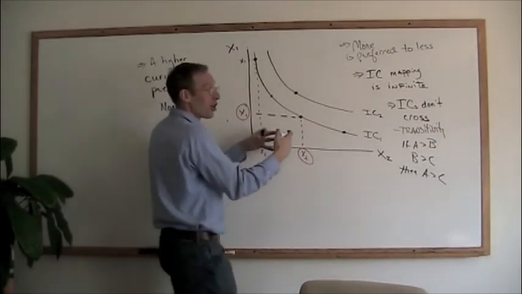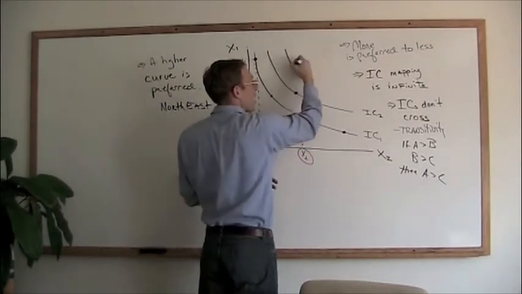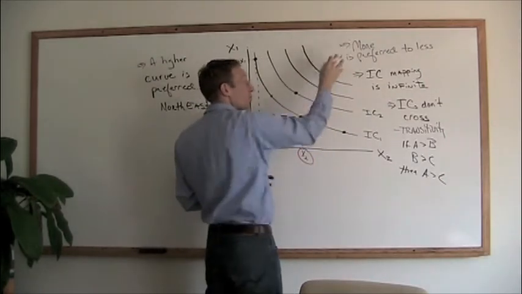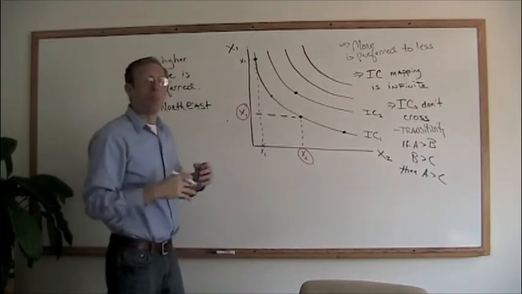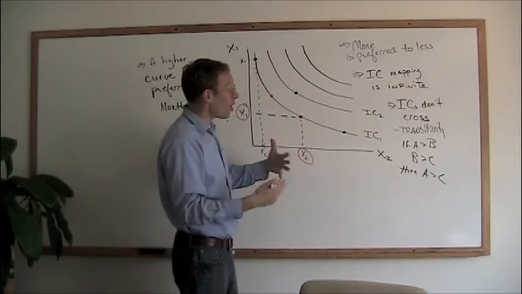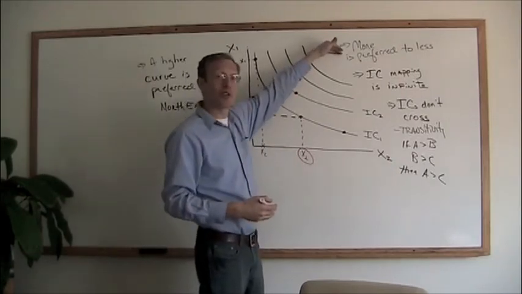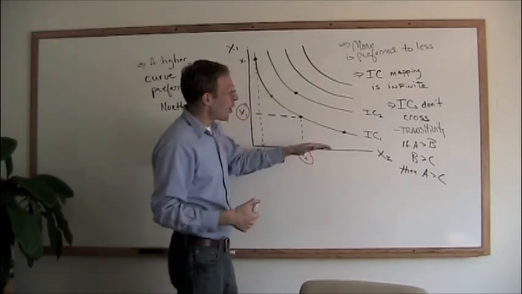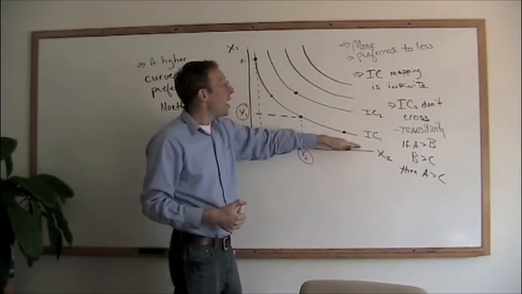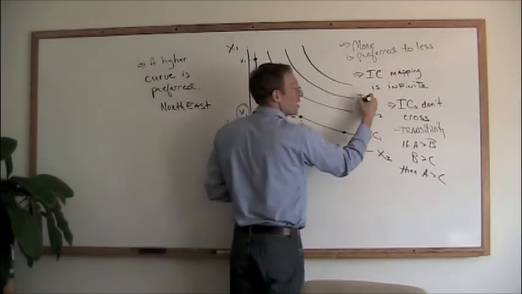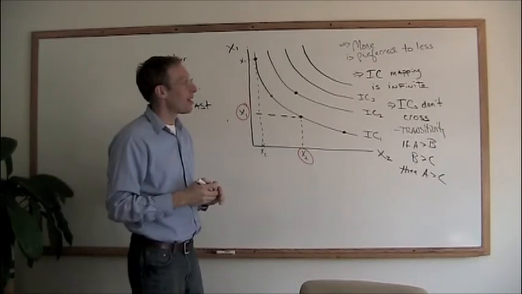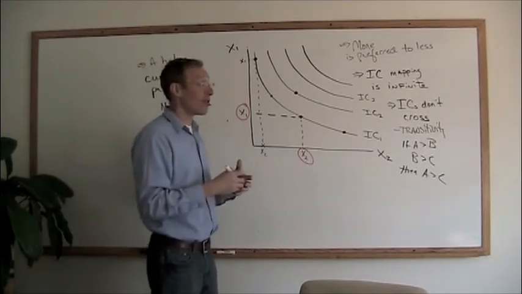As our indifference curve mapping, this infinite mapping, progresses, we see that there are more and more indifference curves, and they always move up in this direction. The best indifference curve for you, the one that you are able to get on, is the one that's furthest up to the northeast. So everything on indifference curve 2 is preferred to indifference curve 1. Everything on indifference curve 3 is preferred to indifference curve 2. So those are our assumptions about indifference curves.